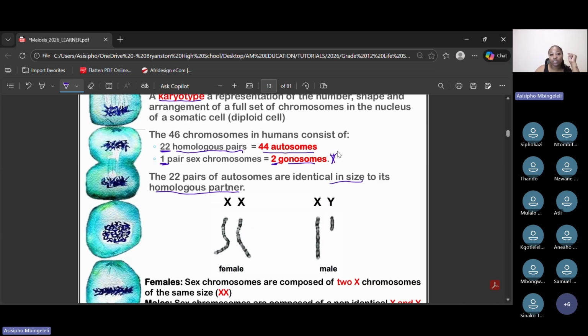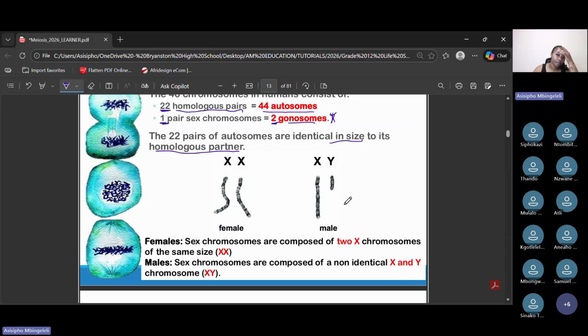Now, the gonosomes in a female will have the same size and everything else. Hence, we refer to them as XX chromosomes. However, in males, the gonosomes do not have the same size, do not have the centromere in the same position, and all of that.